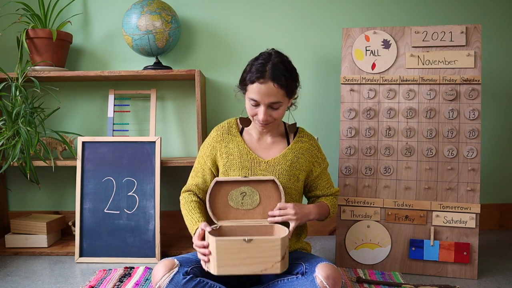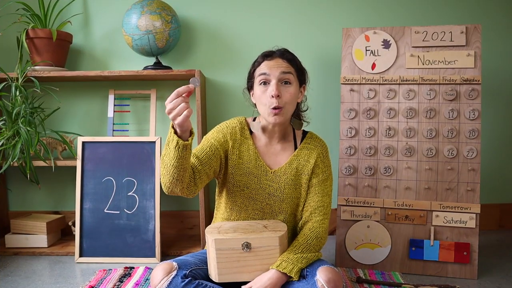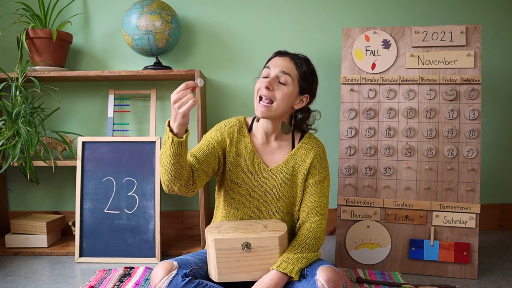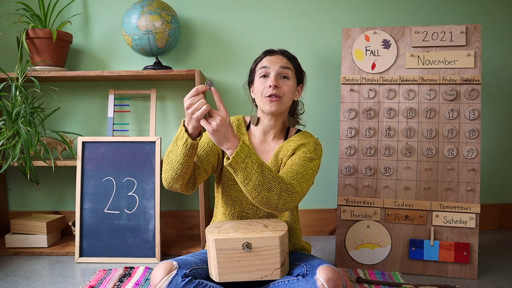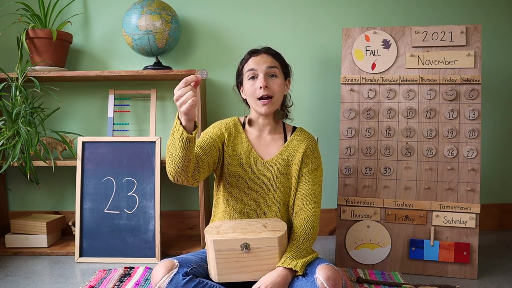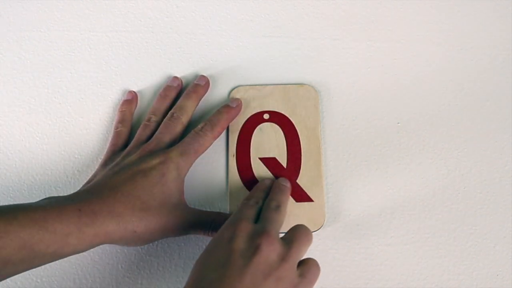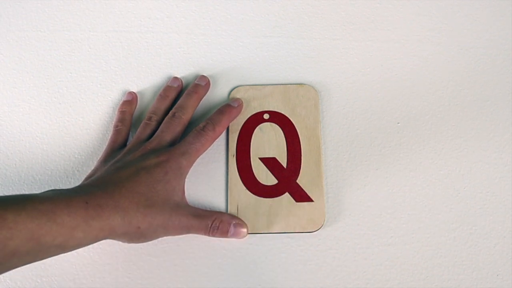Let's see. This is a quarter. So a quarter is worth 25 cents. It's the color silver, and George Washington's face is on the front of a quarter. Quarter starts with the letter qua, Q. This is how you write in uppercase, qua, Q. One more time.